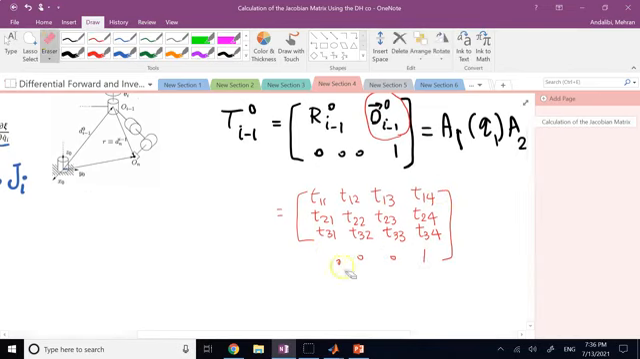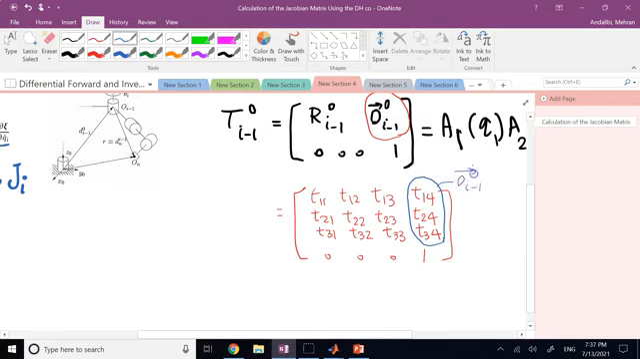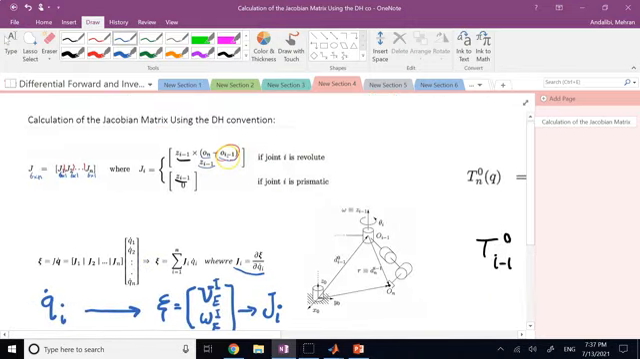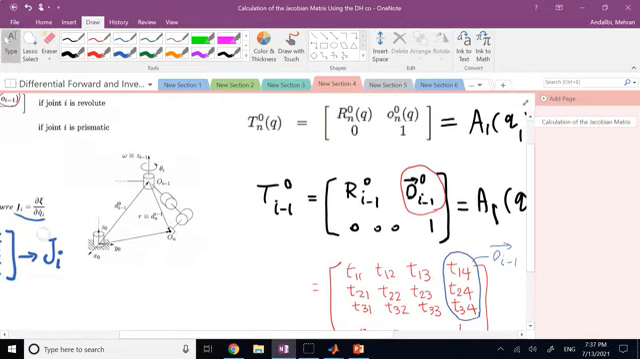The question is, which part is O that I need? It's these three numbers in the last column: entries T14, T24, and T34. These are O_{i-1} that I need in that formula, if it's a revolute joint.